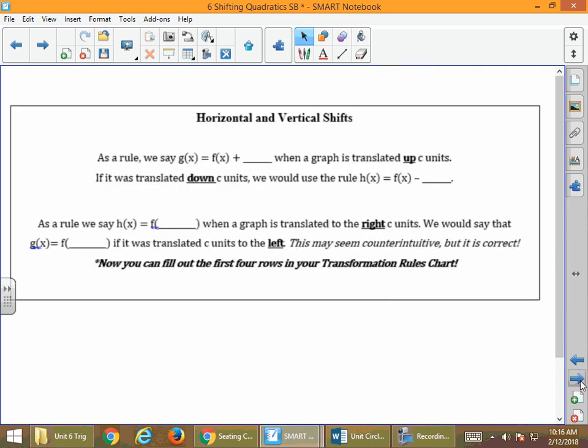Well, let's see if we can make a generalization here. As a rule, we say that g of x equals f of x plus c when a graph is translated up c units. So when we add, we move up. What do you think we do when we go down? We subtract.